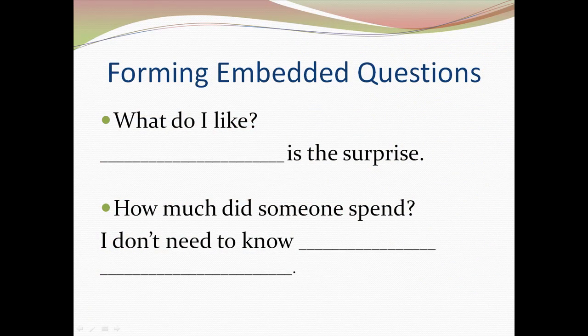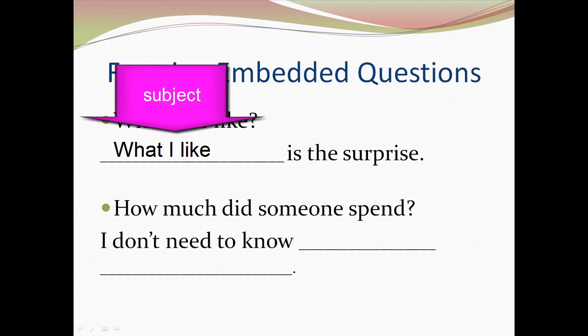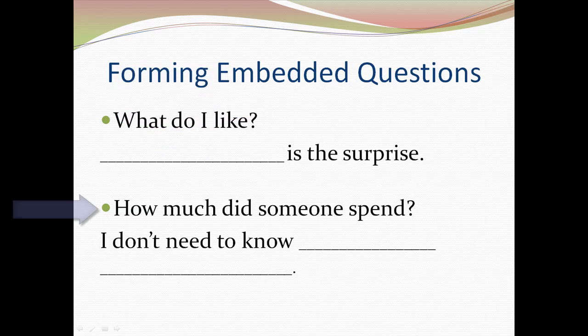Let's practice forming embedded questions together. Here's a real question. What do I like? To form the embedded question, we'll first place the question word, what, then our subject, I, and our verb, like. This is not a real question, so we no longer need the helping verb do. What I like is the surprise. It's the subject now of our sentence.